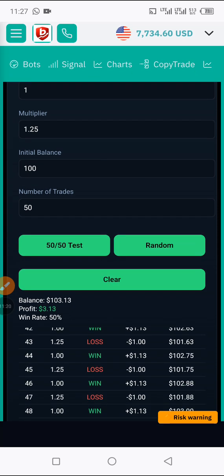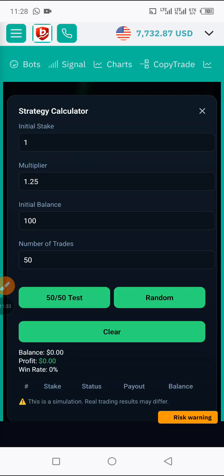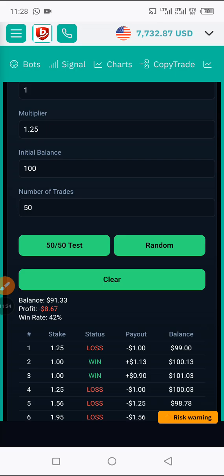All right, so what you see, there's a balance. The new balance is now $103.13, which means we have a profit of $3.13 on a win rate of 50%. Okay, so if you clear this table and randomize the trades, you can see sometimes if the win rate is reduced, then you are in loss. So let me randomize again. You see the loss is 9 cents.